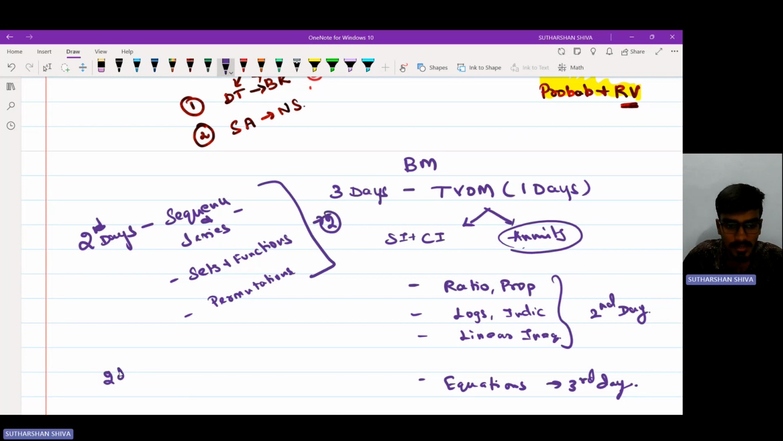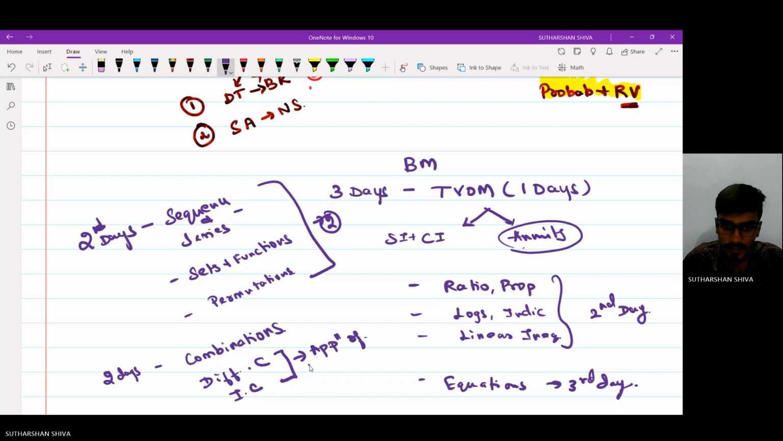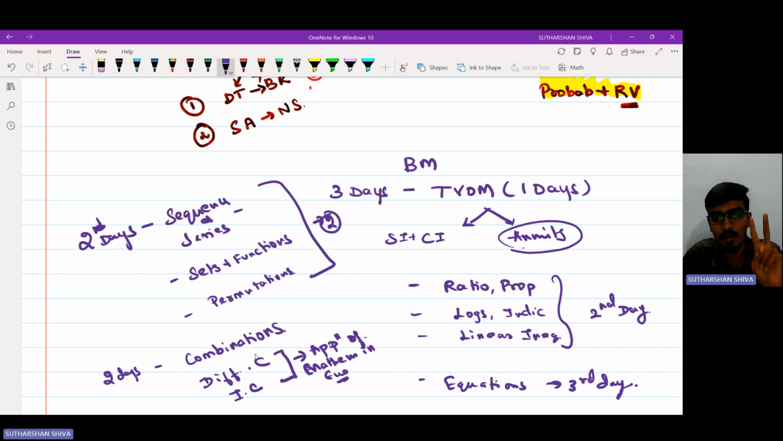And then the remaining 2 days, that's your 3rd bucket. In this 3rd bucket, you're going to start with combinations. Okay, and then differential calculus, and then integral calculus. Along with this, there is an application of mathematics in economics, that will be called marginal cost, average cost, that kind of problem. Every year they are asking 1 or 2 questions.